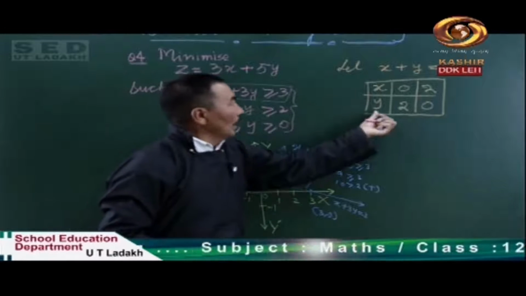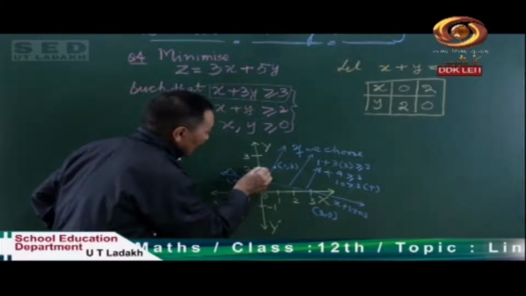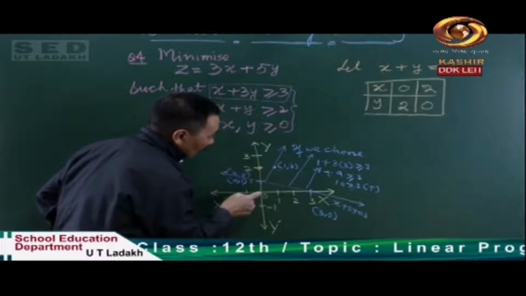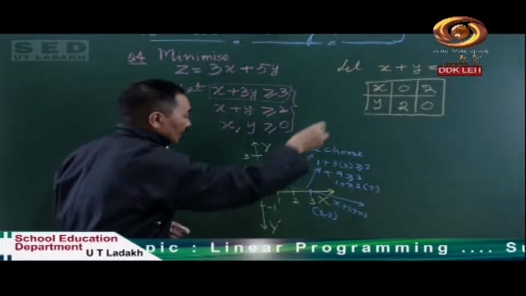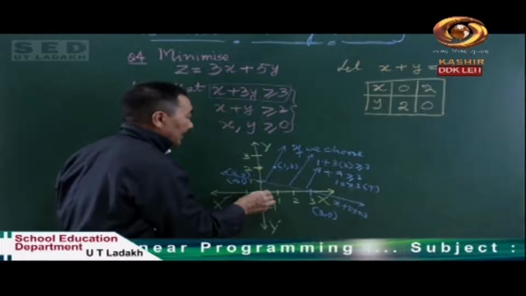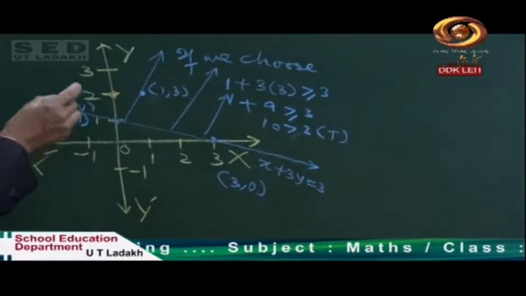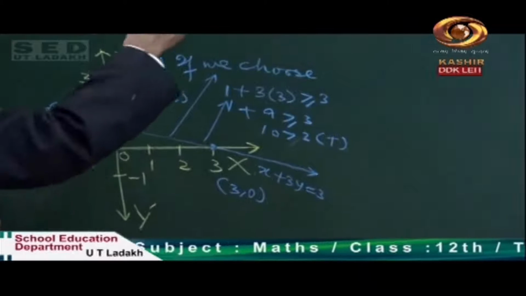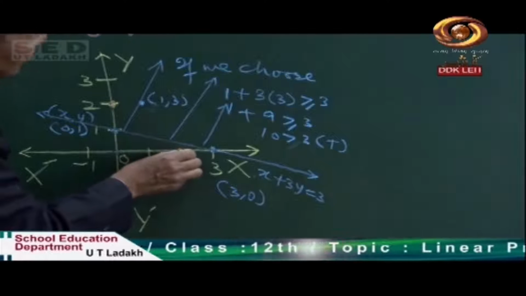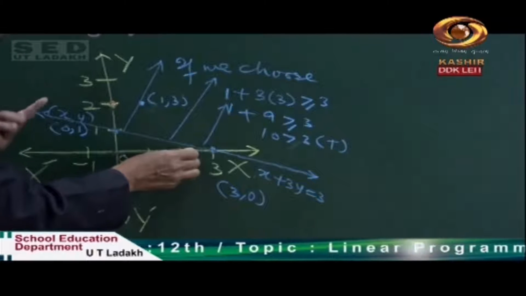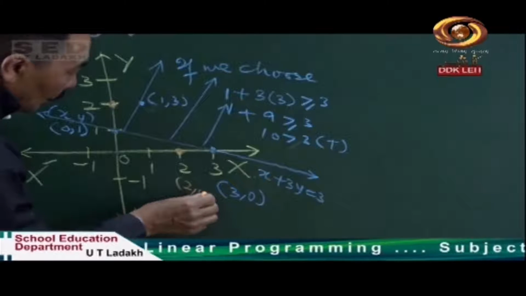X equal to 0, y equal to 2. X equal to 0 means here, y equal to 2, it comes somewhere here. The y value is positive, so it goes towards the positive side. And then the other point, x equal to 2: x goes 1 step, 2 steps over here, and the value of y is not going anywhere. So this is the other point, 2, 0.